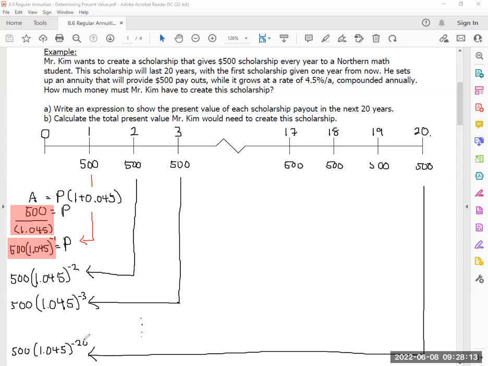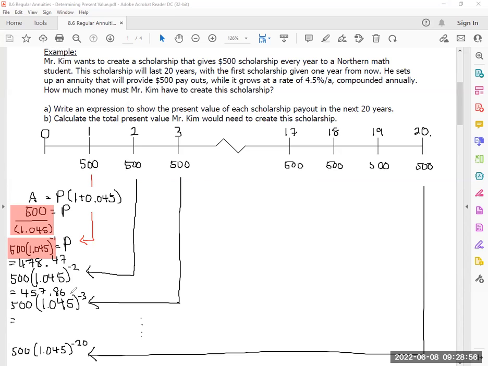Oops. I'm gonna work my calculator for you. The first $500 that I paid could actually have been equal to $478.47. What about the amount of money that I would have paid 2 years after? Right now, it would have been $457.86.